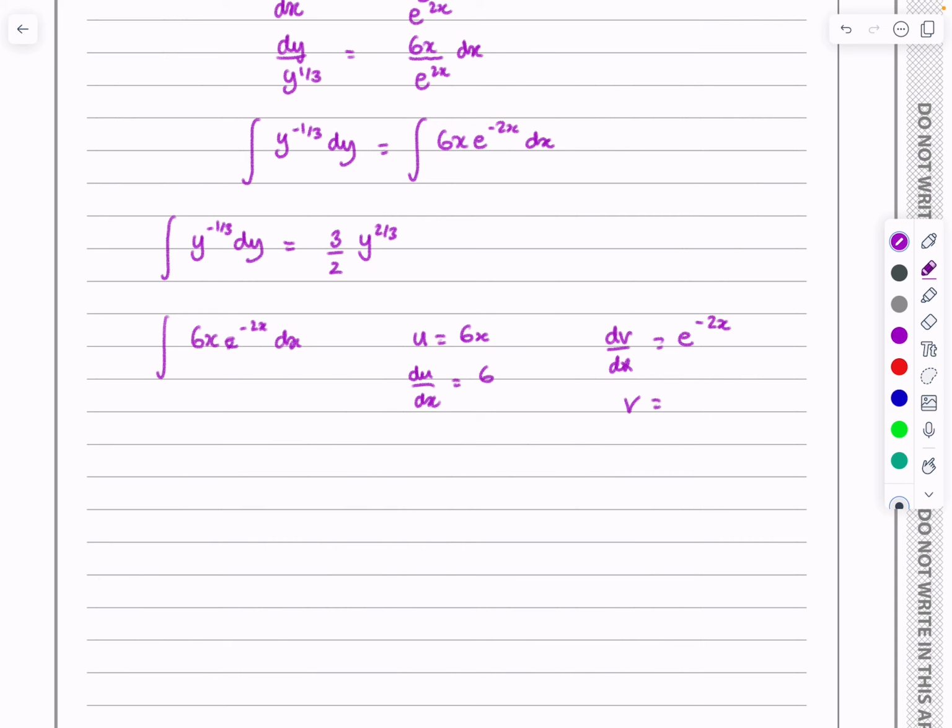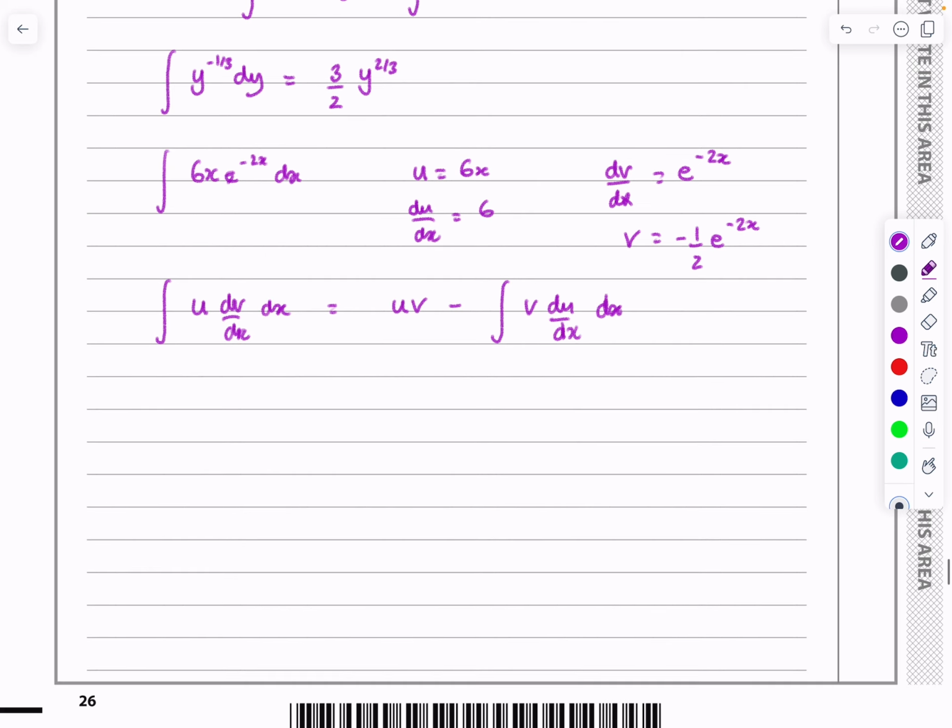If you can't do this integral here, minus half e to the minus 2x, you've got to go back and do a bit more basic integration before you come and try these questions. So integration by parts then states that, I always write down the formula, it just gives me an anchoring point for the rest of my work: the integral of u dv by dx is equal to uv minus the integral of v du by dx. Just try and show as much method as I think is appropriate.